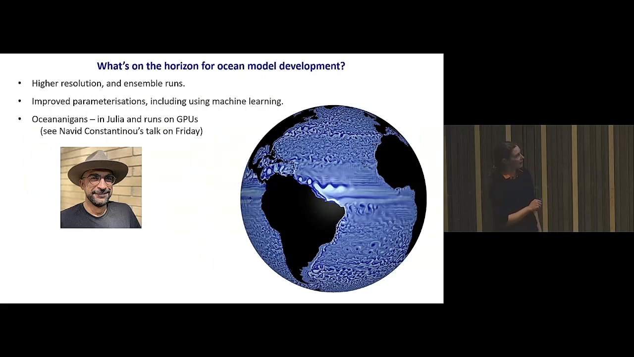Currently, our ocean models are limited to running on CPUs, but there's a new ocean model called Oceananigans, which I encourage you to see Navid's talk on Friday about, which is written in Julia and can run on GPUs and gives about a 40 times speed improvement compared to the model that I've been talking about today. That's exciting.